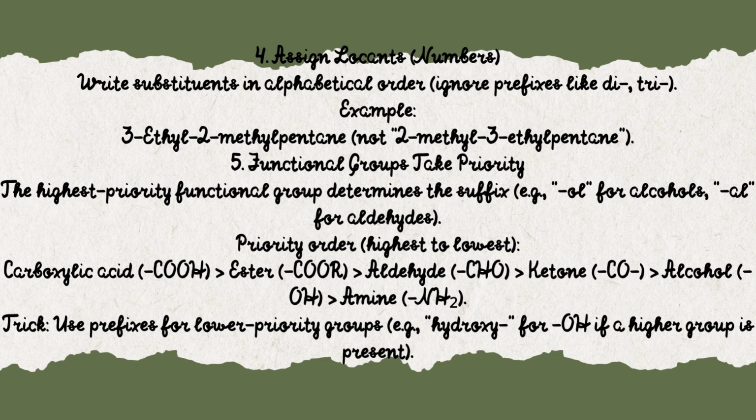The functional group will take the priority. The highest priority will be taken by the carboxylic group, followed by the ester group, then aldehyde, ketone, alcohol, and amine. The prefixes will be used for the lower priority groups. For example, hydroxy for the OH, if a higher group is attached to the parent carbon chain.